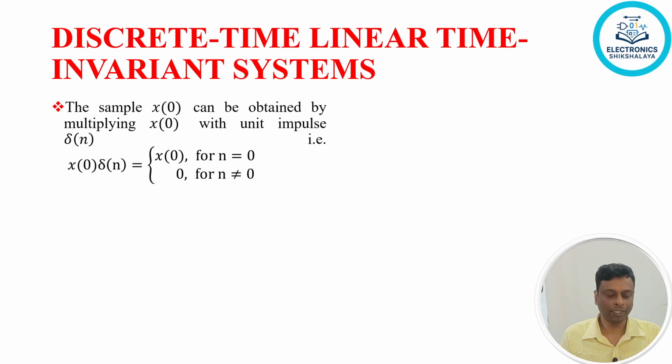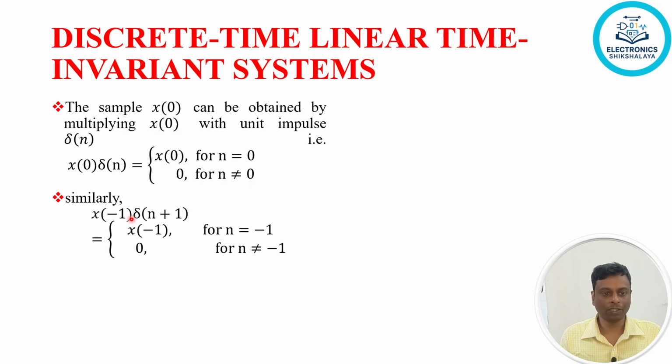As I have told you, the sample x of 0 can be obtained by multiplying with the unit impulse del of n. We get x of 0 when n equal to 0, because del of 0 equals 1, and 0 for n not equal to 0. Similarly, x of minus 1 we can get with del of n plus 1. If we put n equal to minus 1, that will be del of 0, which is 1. So del of 0 into x of minus 1, and we get our x of minus 1.